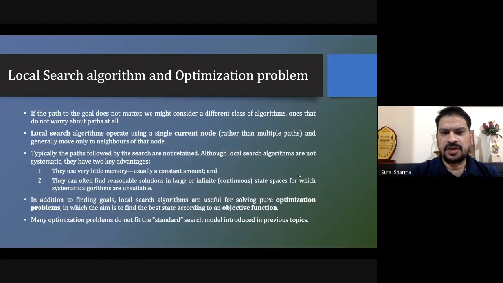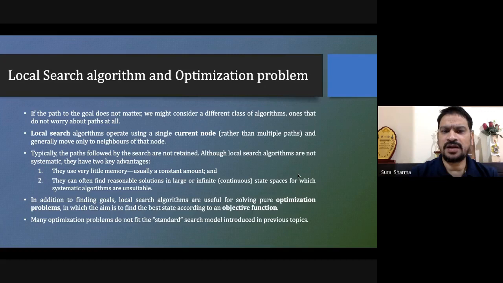This local search algorithm operates using a single current node. So all the time we have only one node in the memory. That node is called the current node, rather than multiple paths. In the previous example, we have seen that in my data structure we have different node values, the A star value, the heuristic value, all those things we have to store.